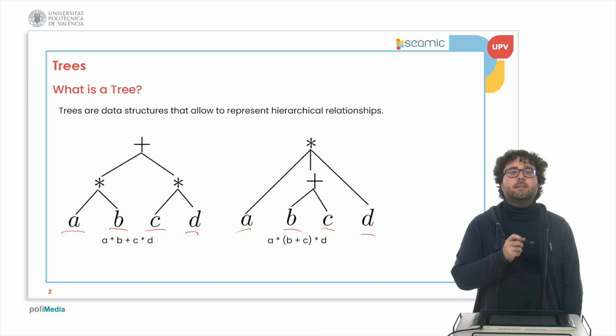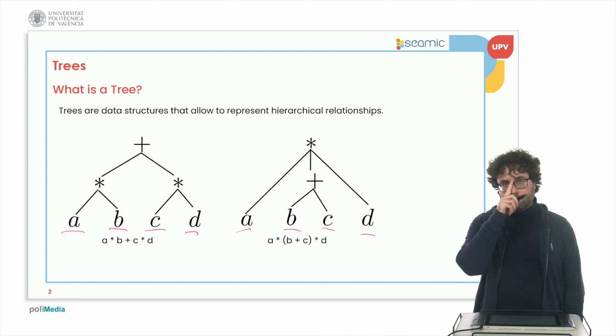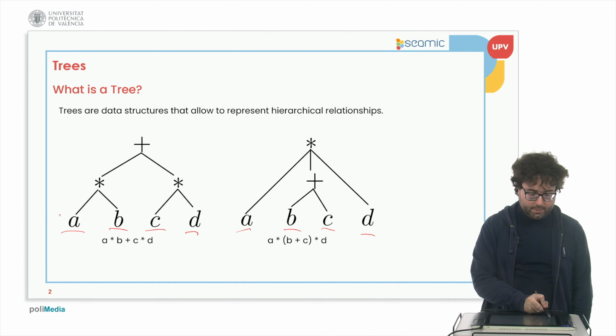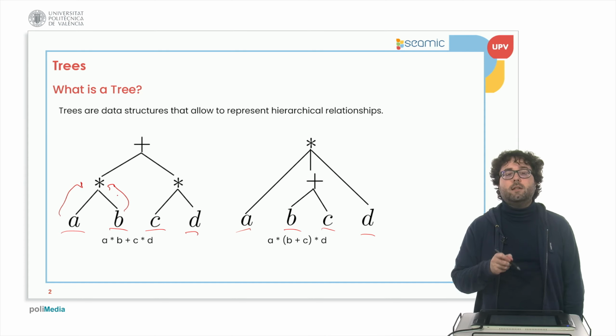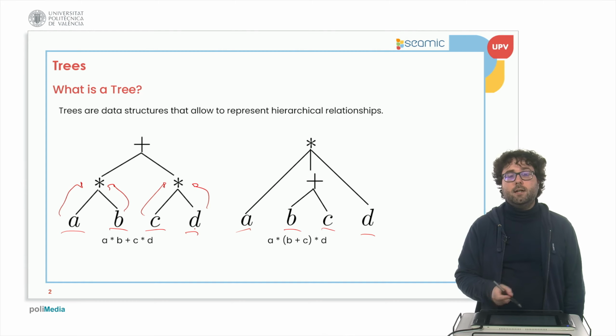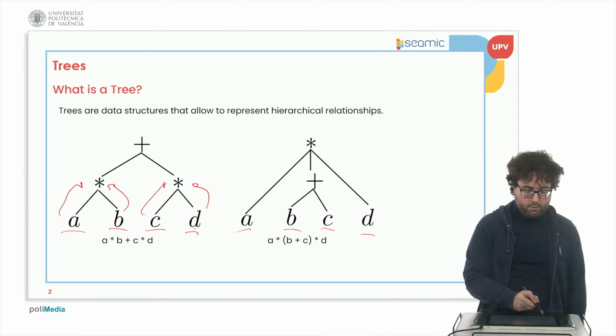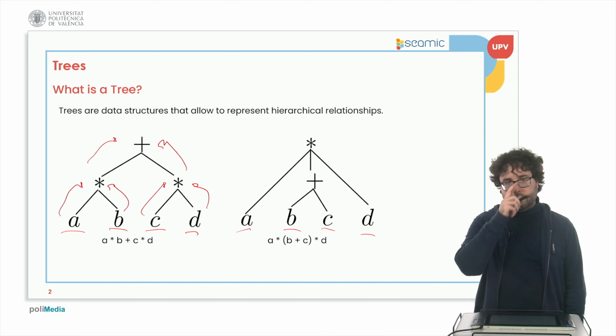The first one is A times B plus C times D, so we can establish some relations. In this case, A times B is represented with the association with the times operator, C times D, and then both of those results have a relation with the plus symbol.